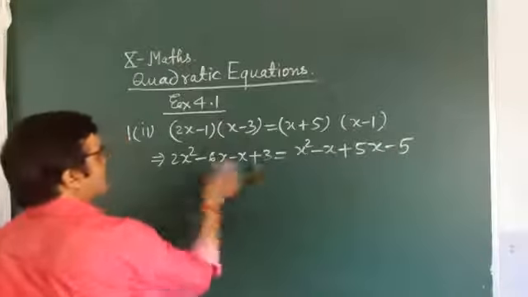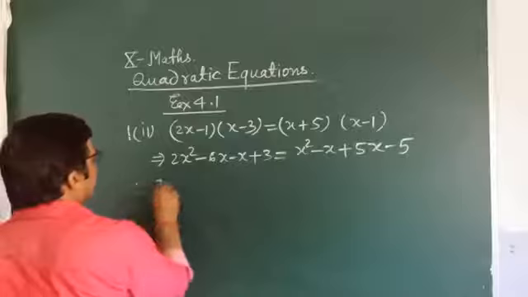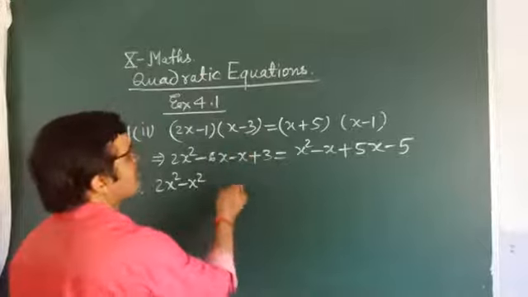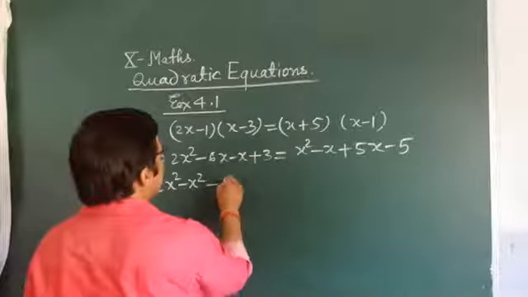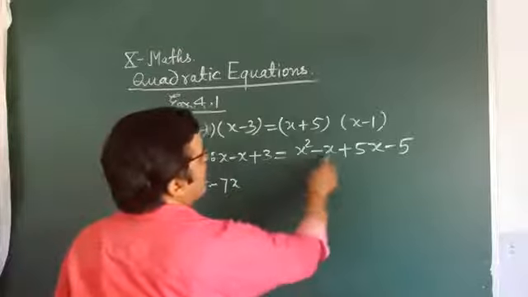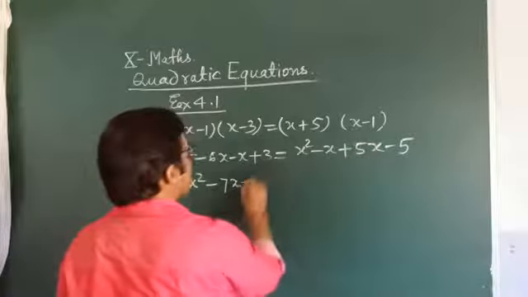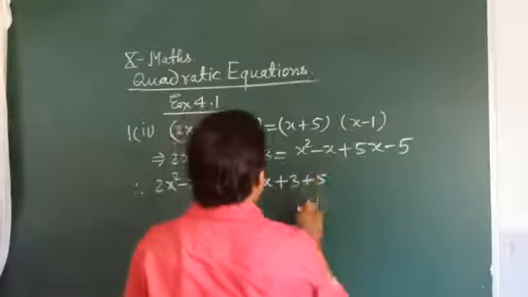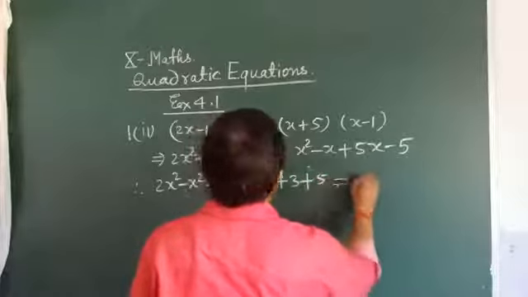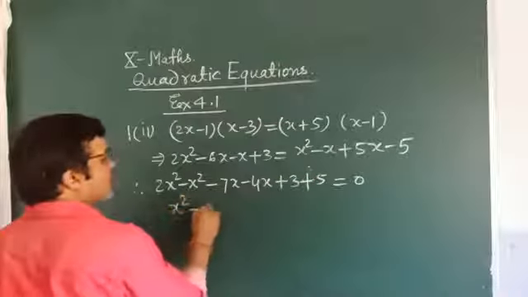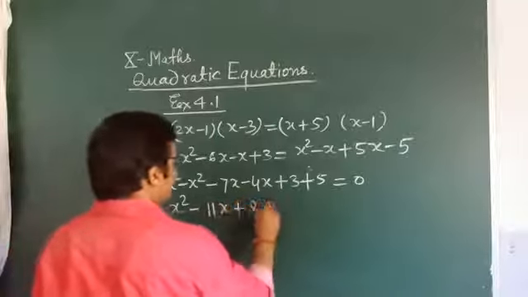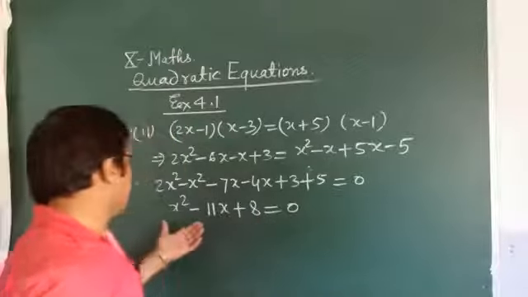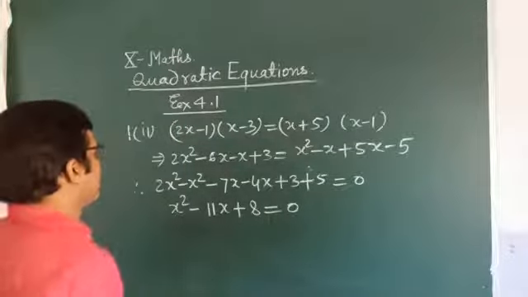So we transpose the values: 2x square minus x square minus 6x minus x minus 4x plus 3 plus 5 equal to 0. Therefore, x square minus 11x plus 8 equal to 0. Hence, it is a quadratic equation because its highest degree is 2.